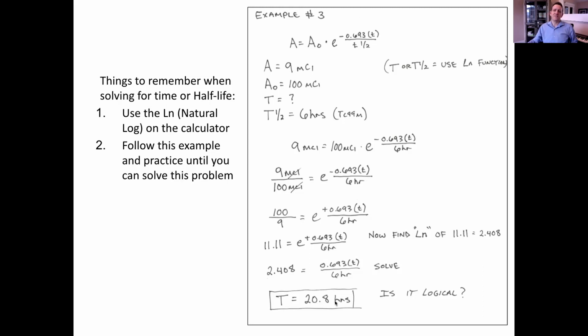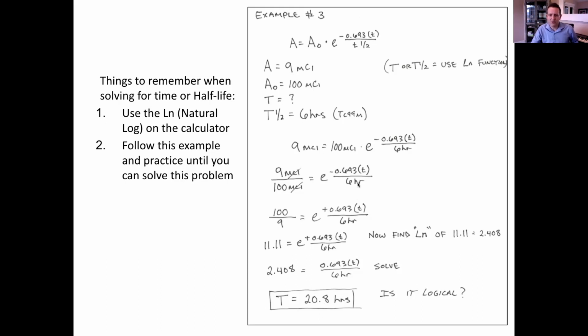So now I have to ask myself, is this logical? I started out with 100 millicuries, and it's all the way down to 9. So you can see just by that, if we went one half-life, which is 6 hours, it'd be 50 millicuries. If we went another half-life, it would be 25 millicuries, and so on and so forth. So is it logical that it's been 20 hours? Yeah, it's logical. So again, that one was solving for time.